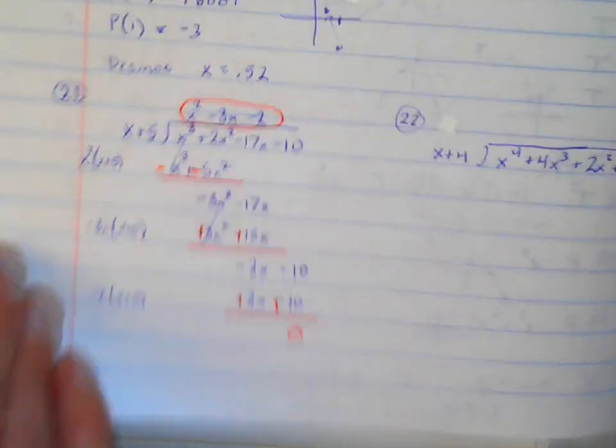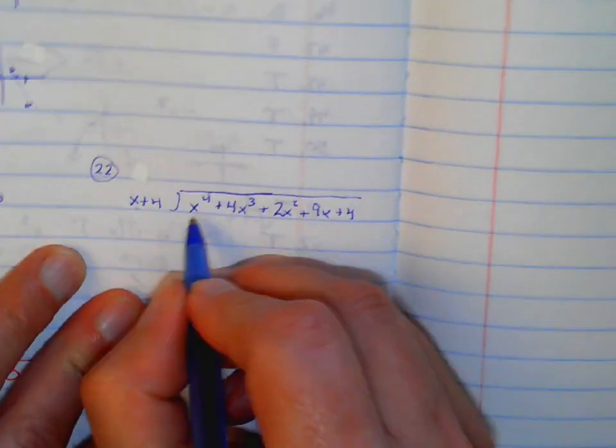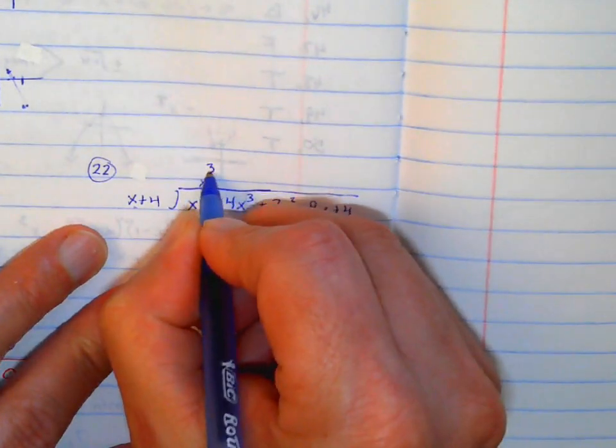Okay, number 22. What times x is 4x to the 4th? It'd be x to the 3rd.